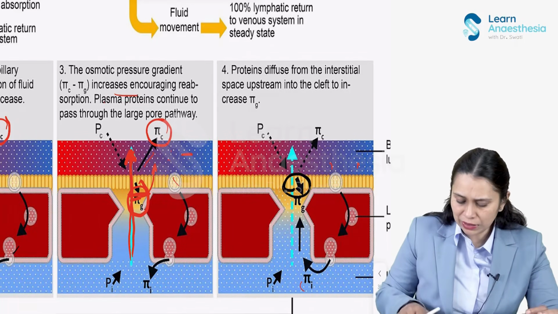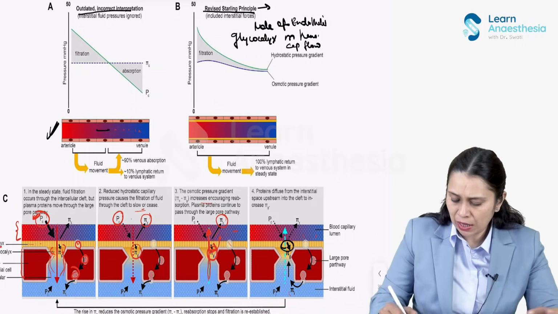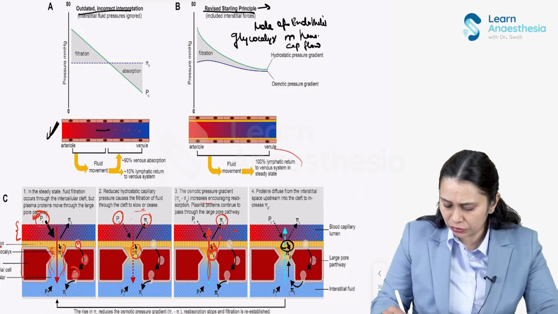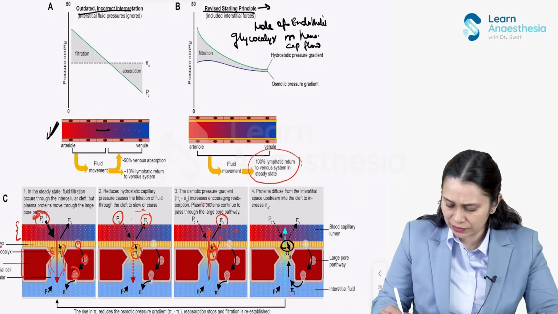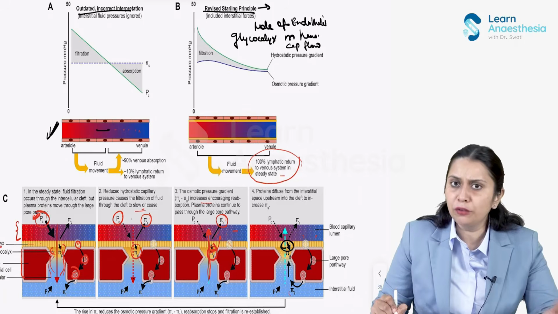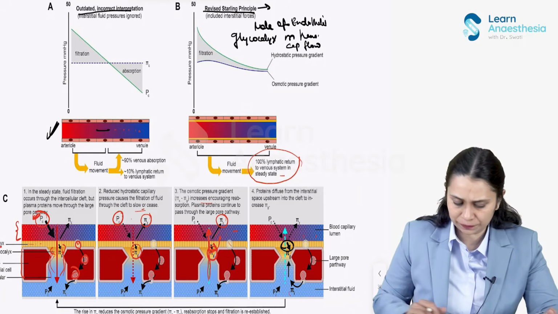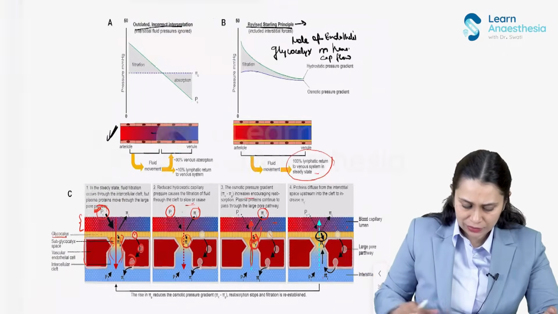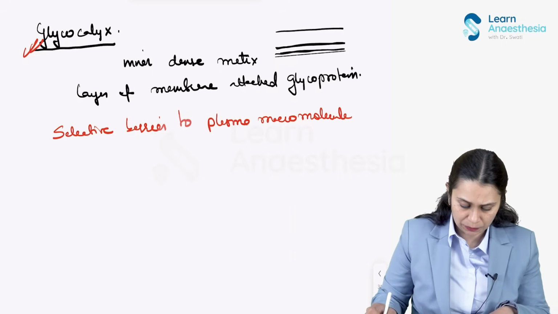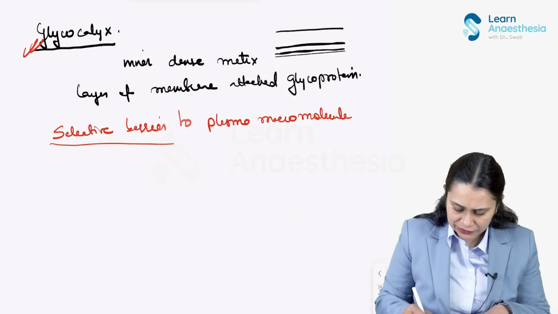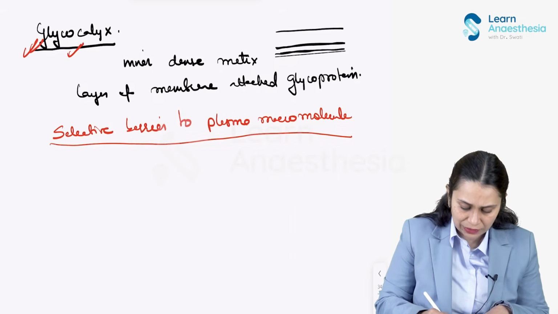Okay, so this is your revised Starling's hypothesis, and this also said that 100% of the lymphatic return is happening to the venous system. Whatever interstitial fluid is accumulated, it is 100% returned by the lymphatic system. Okay, so what does this say? The revised Starling's principle, right? About this selective barrier to plasma macromolecules, the glycocalyx layer.